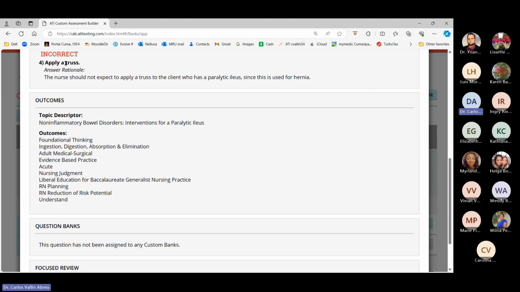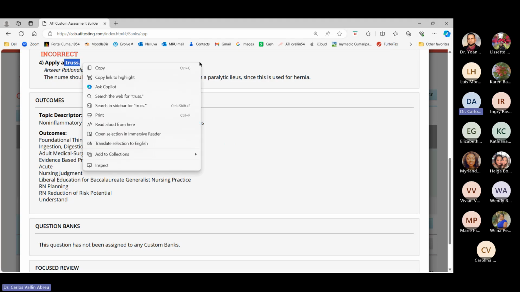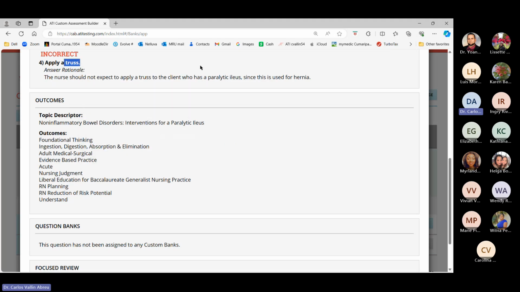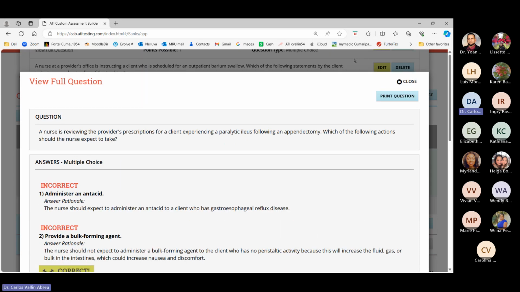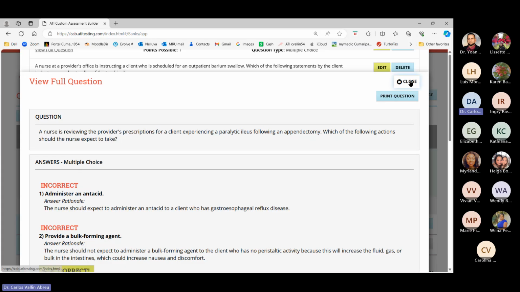Apply a truss. A truss is a device that is used for people with a hernia who don't want to have surgery, and it's like a suspensorio en español. It's like an underwear or something like this to hold the hernia. It has nothing to do with ileus paralyticus.